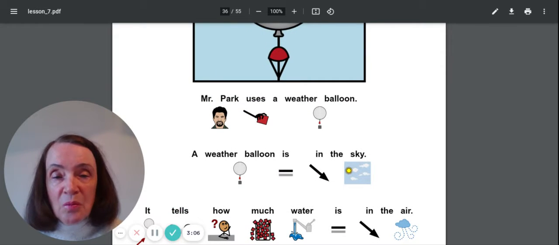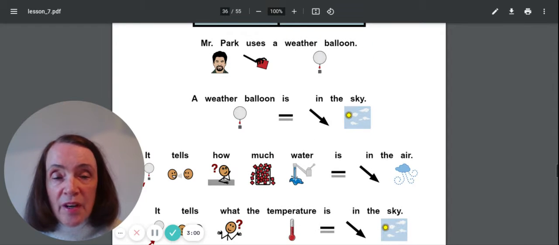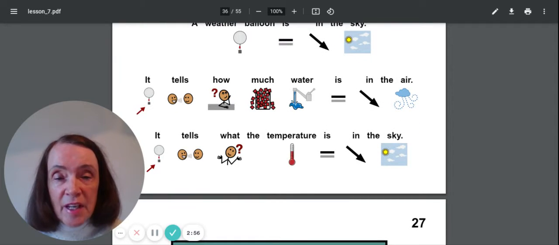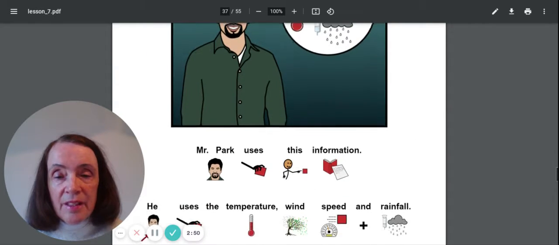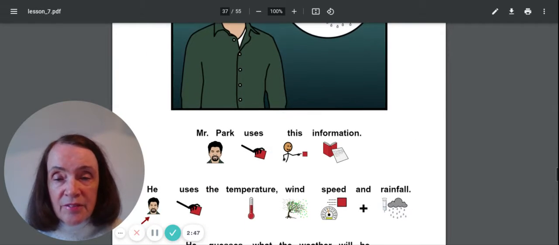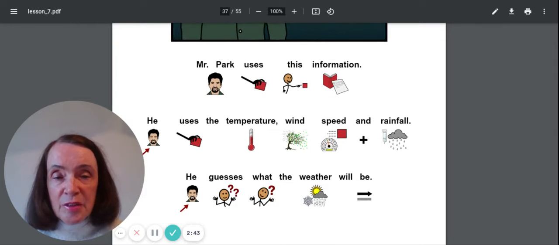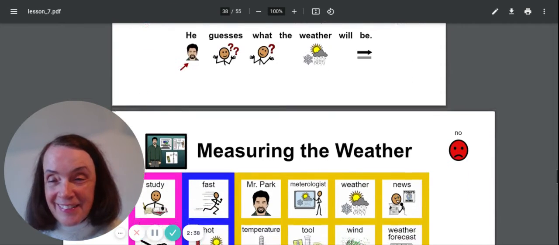Mr. Park uses a weather balloon. A weather balloon is in the sky. It tells how much water is in the air. It tells what the temperature is in the sky. Mr. Park uses this information. He uses the temperature, wind speed, and rainfall. He guesses what the weather will be.